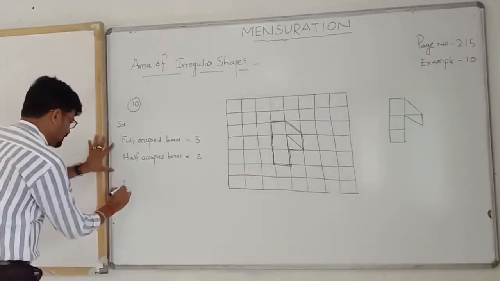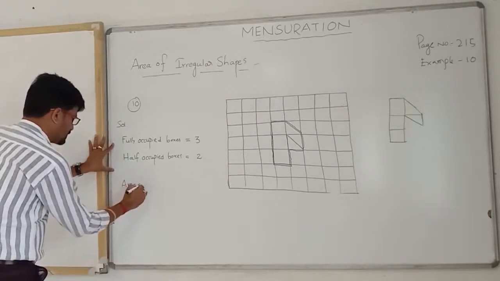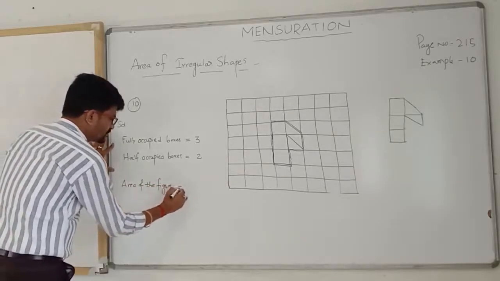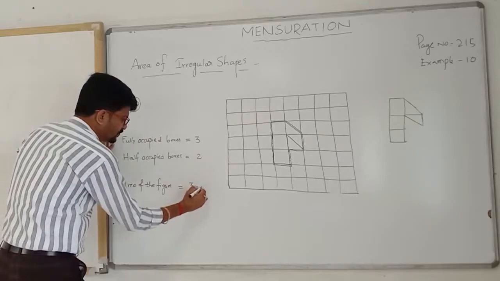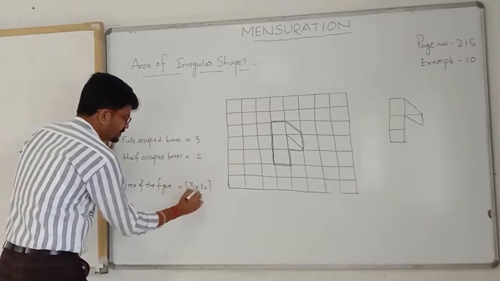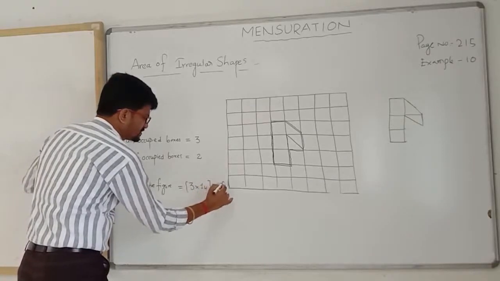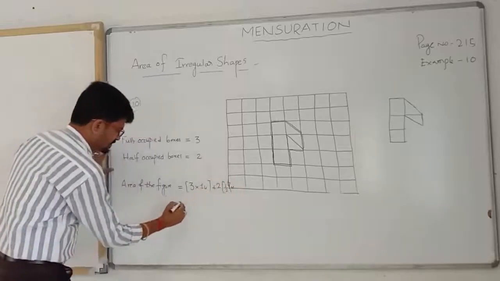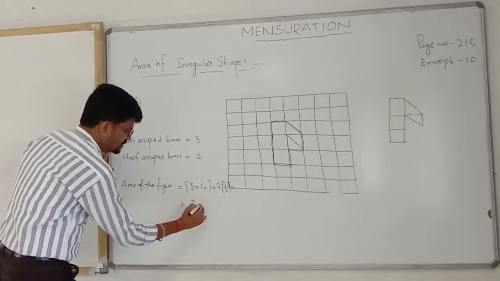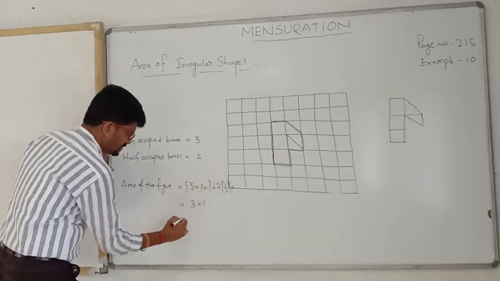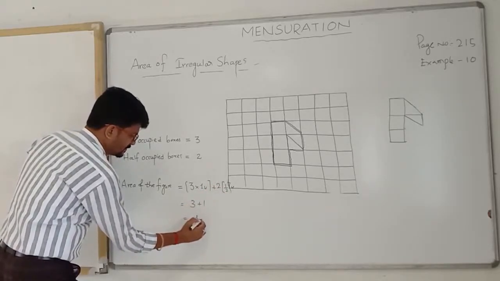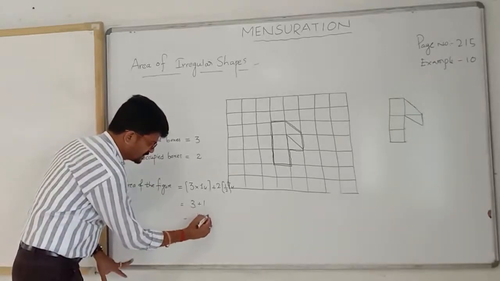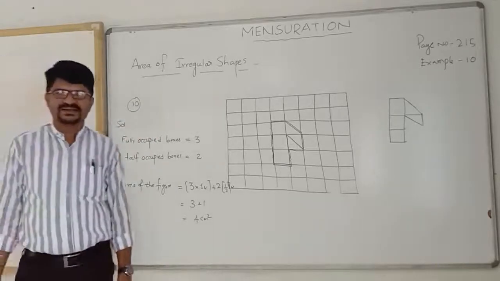Now the area of the figure is equal to fully occupied boxes into 1 unit, plus half occupied boxes into half. That implies 3 plus 2 into half, 1, that implies 4 unit square. It is 1 square centimeter. Therefore, this area is 4 centimeters square.